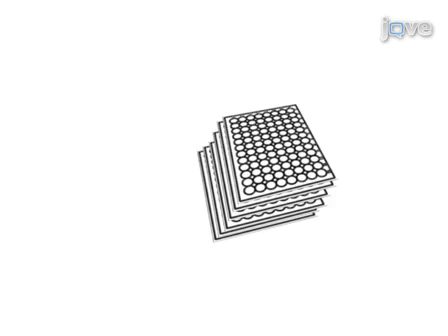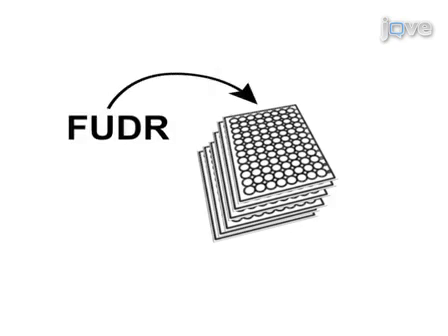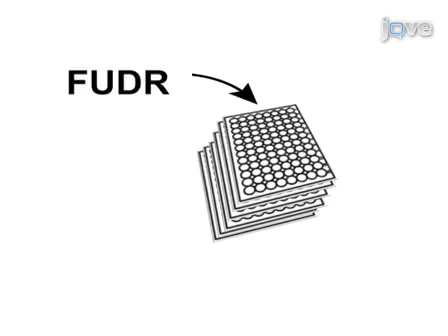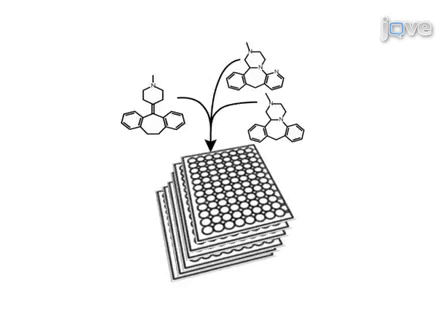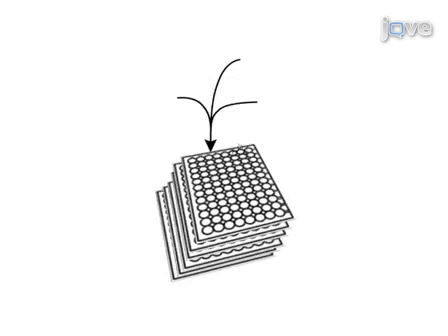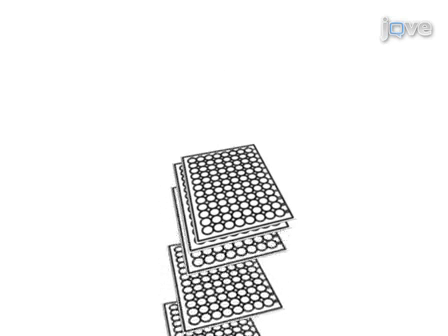Over the next 2 days, the worms grow to the L4 larval stage and the drug FUDR is added to prevent reproduction. The following day, the worms reach adulthood and the drugs of interest are added to the individual wells.